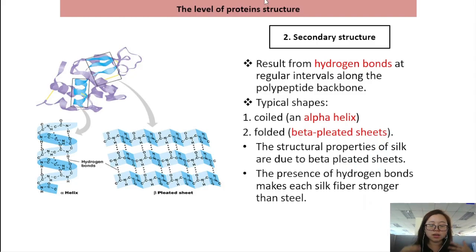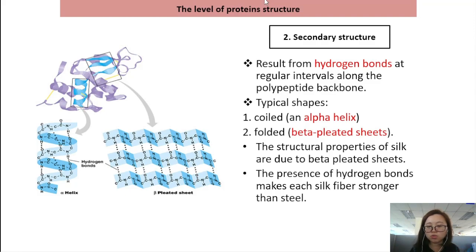So here you can see secondary structure is a result from hydrogen bonds at regular intervals along the polypeptide backbone. Typical shapes are the alpha helix, like I said earlier, and the folded or beta pleated sheets. Structural properties of silk are due to beta pleated sheets. So kain sutra, silk, it feels that nice because it has this structure. And the presence of hydrogen bonds make each silk fiber stronger than steel.